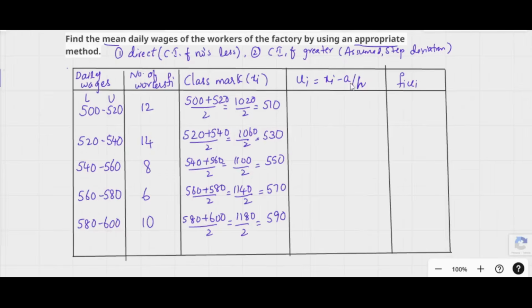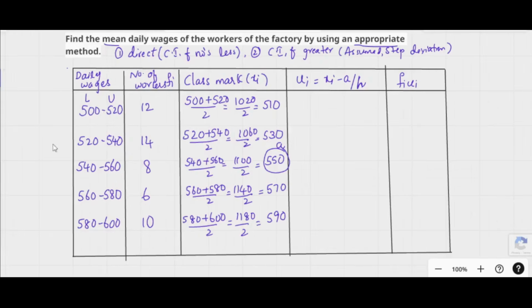Done. Now I want A here. What is A? A is the middle observation, the middle class interval. Here, what is the middle one? 550 will be our A. Now let us find ui, which is xi minus A divided by h. What is h? h is the difference between the upper limit and the lower limit. 520 minus 500 is 20.